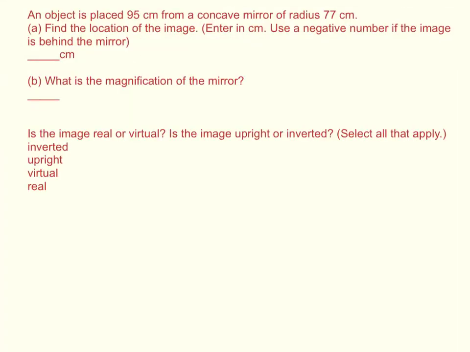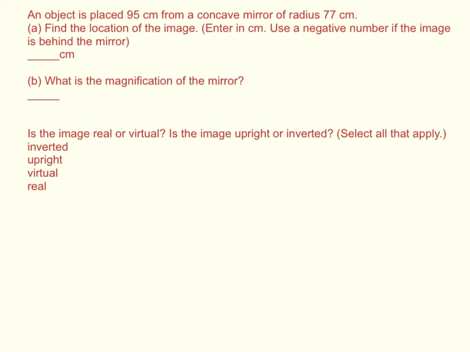An object is placed 95 centimeters from a concave mirror of radius 77 centimeters. Find the location of the image. Enter in centimeters. Use a negative number if the image is behind the mirror. And part B, what is the magnification of the mirror? Is the image real or virtual? Is the image upright or inverted?